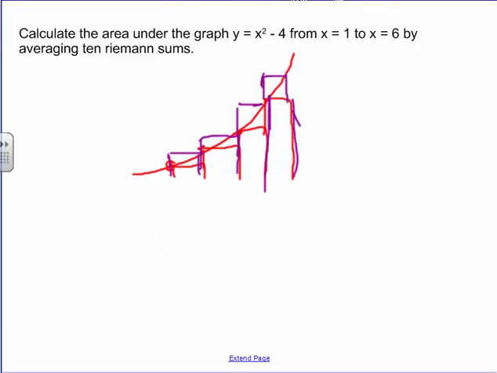First, I just got to figure out what width we're going with. And I believe the width, if we're going from 1 to 6, well, that's 5 units in between, right? But if I want 10 boxes, that means they're all going to be a half. So I always go with a half unit. So what we need to do is to find the sum of our width times our f of x values. It would look like this.